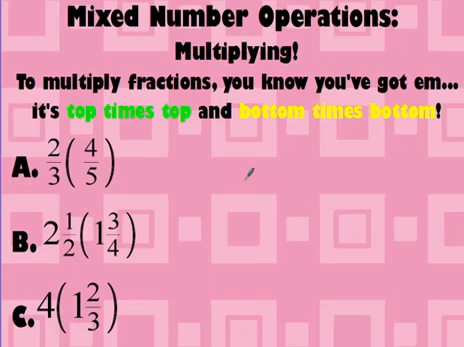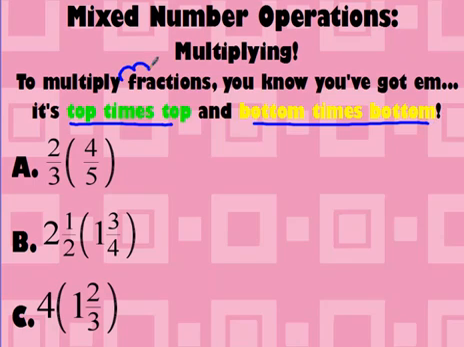All right, we're going to continue our mixed number operations, and we are going to talk about multiplying fractions today. So multiplying fractions and mixed numbers, we use a rhyme. So we're just going to say it together, and then we'll use it as we work these three questions. So to multiply fractions, you know you've got them. It's top times top and bottom times bottom. So really the biggest thing that you have to remember is top times top and bottom times bottom.